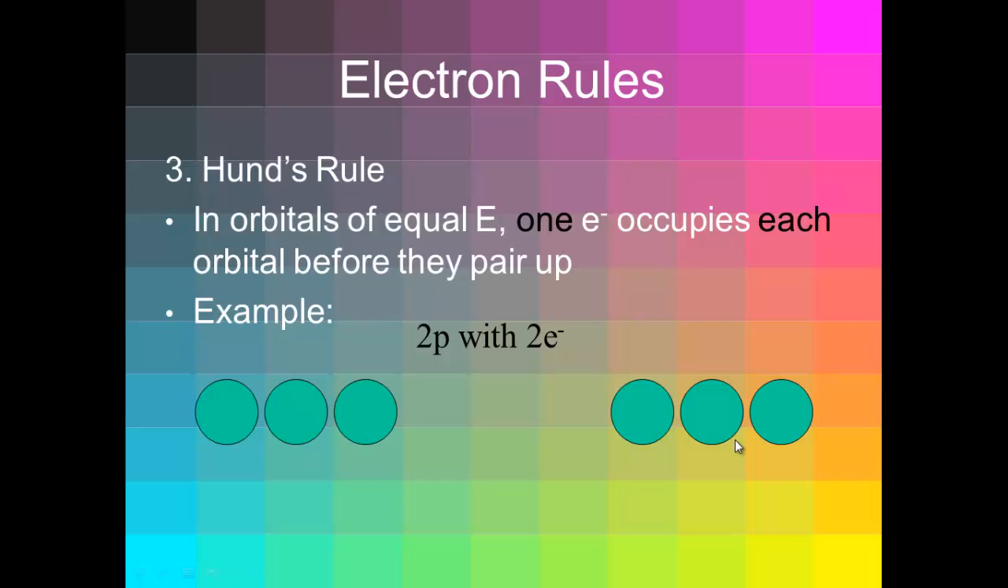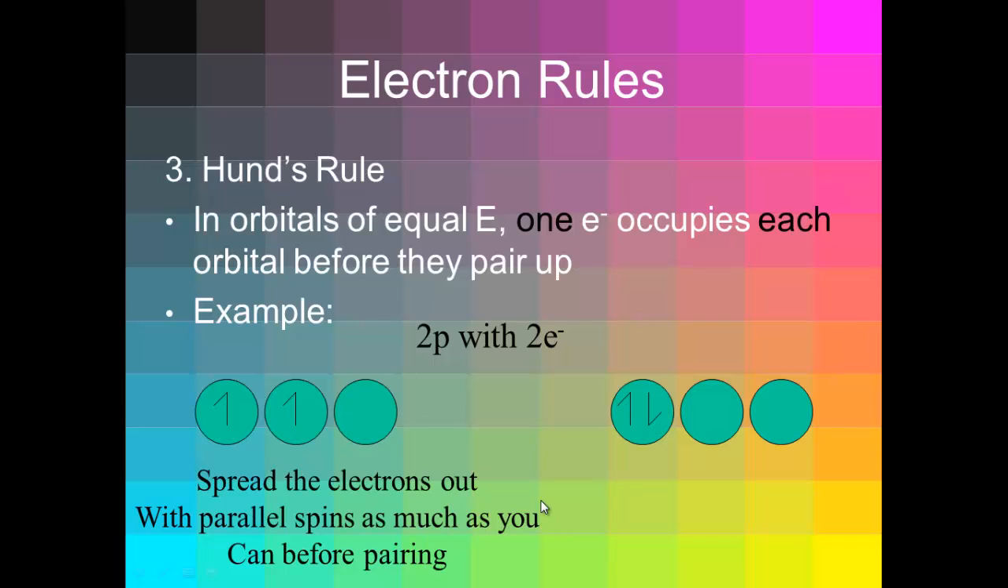On the correct example, we'll spread out the electrons as much as we can, one here and one here. And in the incorrect example, you'll see them both side by side. This is incorrect because there's empty spaces here. One electron will go in each orbital before they make a pair. So you spread the electrons out as much as you can before they pair up.